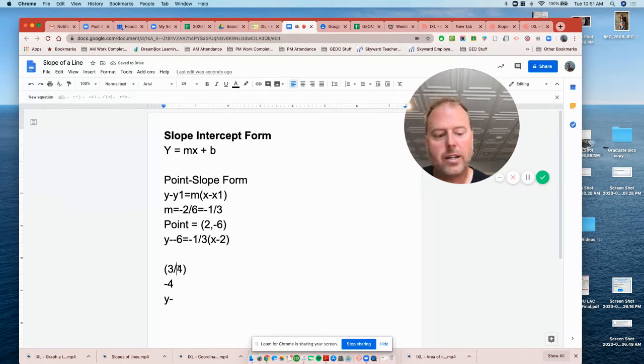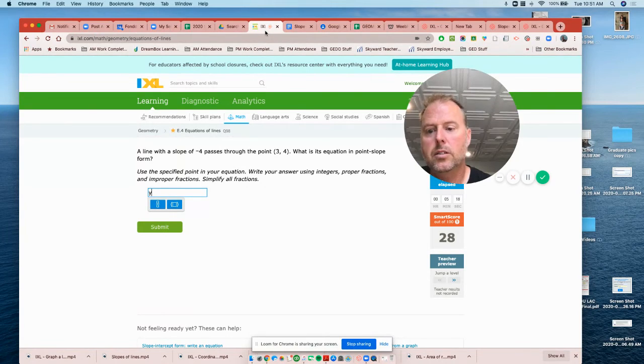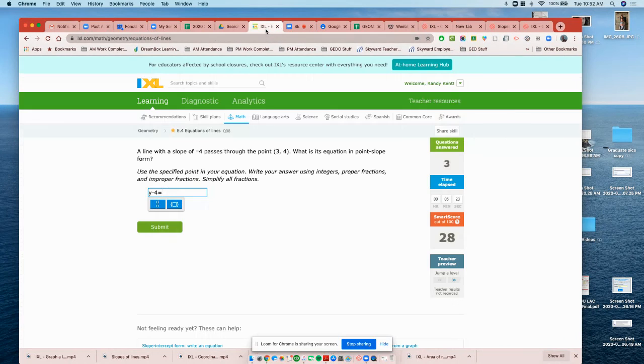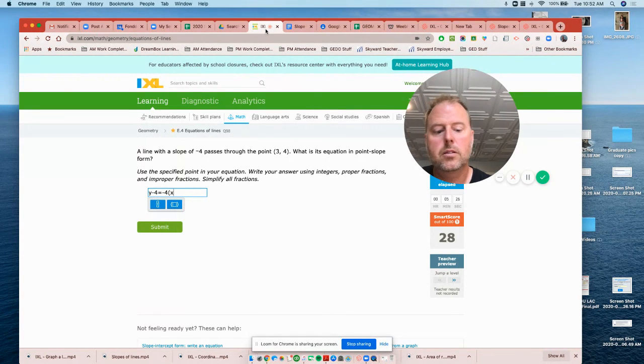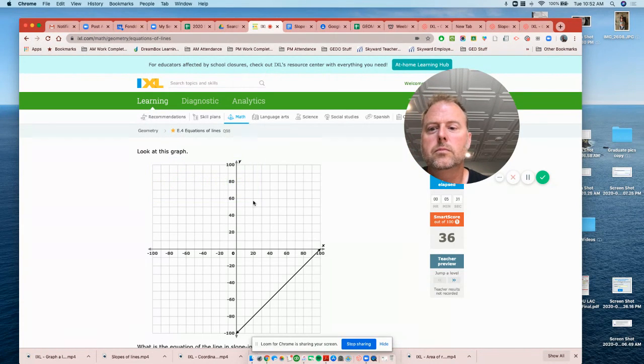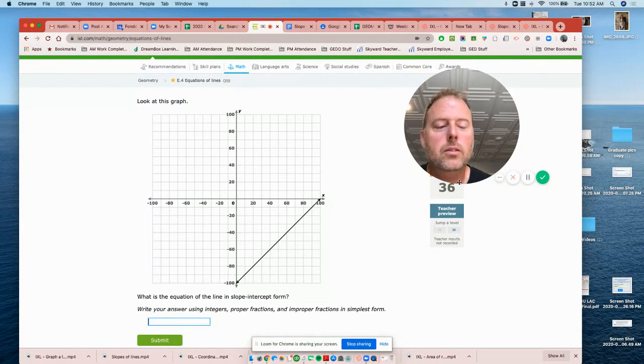So what I'm going to do is just y minus, I'm going to change that, it should be a comma. So y minus, in this case my y1 is 4, equals my m, which is -4, times x minus 3. So y minus 4 equals -4 times x minus 3. And that's good. Let me know if you have any questions.